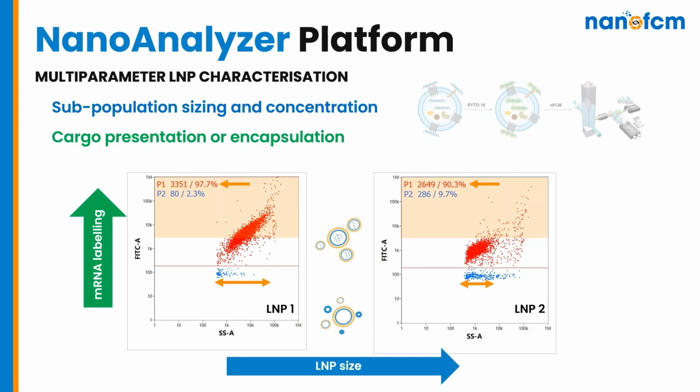We can see this also as an expansion of the blue population, or P2, being negative. There's nearly the same number of total particles in these, but the distribution of nucleic acids and the total percentage of particles which contain nucleic acids is different and easily identified here with the NanoAnalyzer using a simple cargo presentation encapsulation assay.